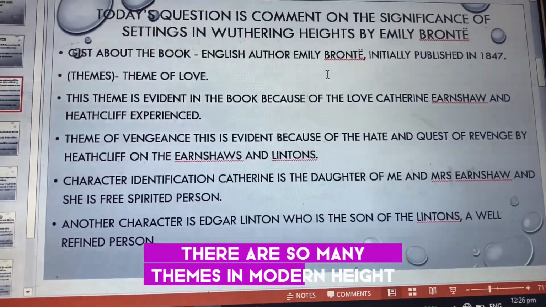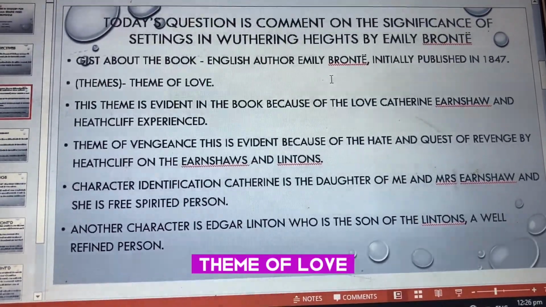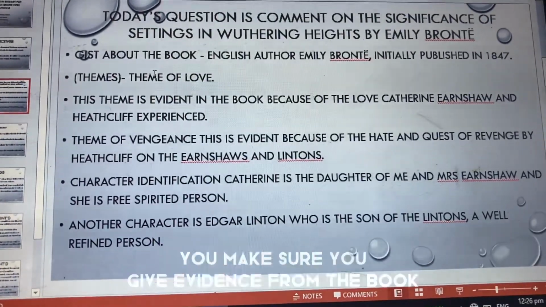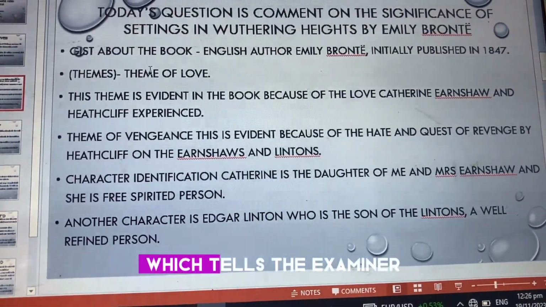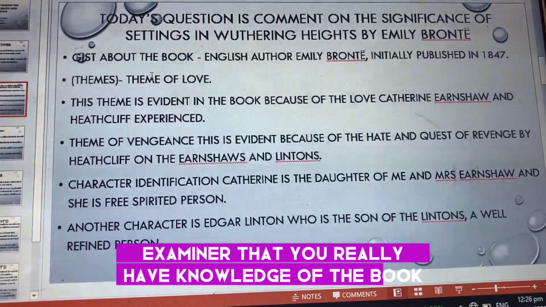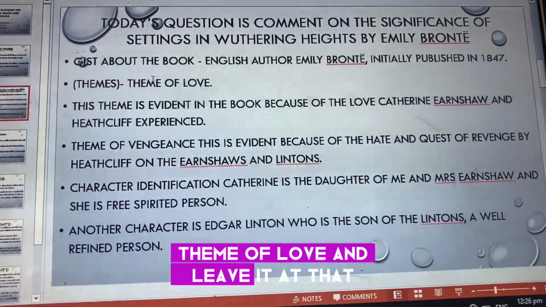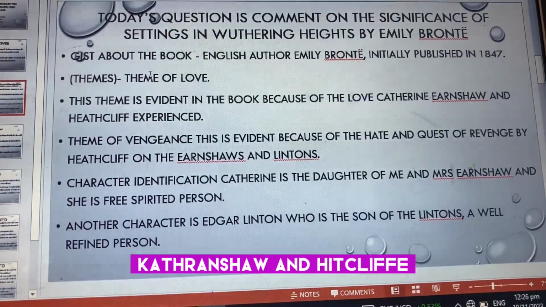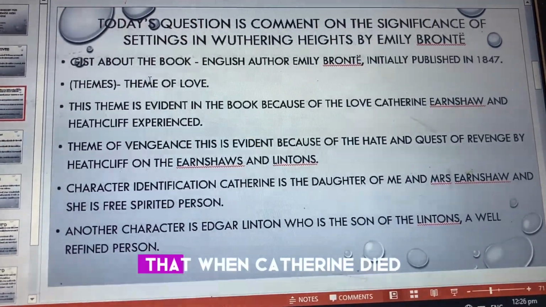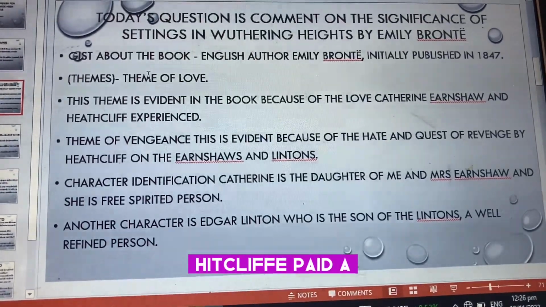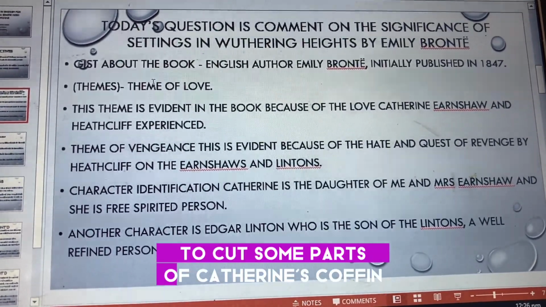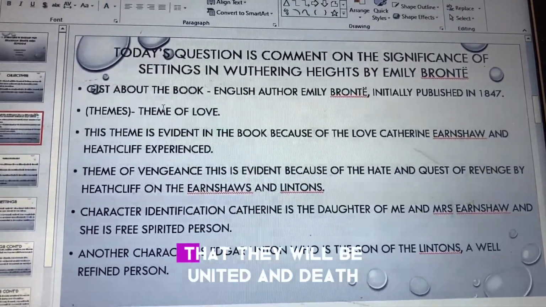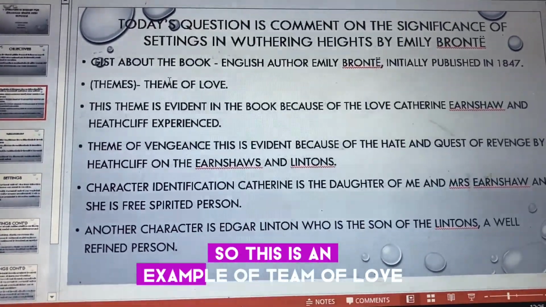There are so many themes in Wuthering Heights. For instance, theme of love. If you say theme of love, you don't just leave it at that. You make sure you give evidence from the book, which tells the examiner that you really have knowledge of the book. So evidence is the love that existed between Catherine Earnshaw and Heathcliff. The love was so strong that when Catherine died, Heathcliff paid the grave diggers to cut some parts of Catherine's coffin so that when he also dies, he will be buried in the same coffin as Catherine, so that they will be united in death. So this is an example of theme of love.